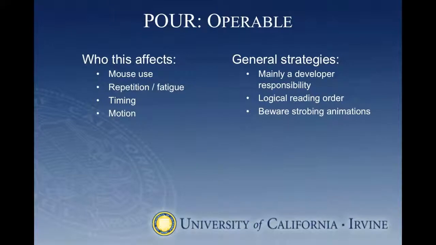Operable means your content can be properly interacted with. This affects those who face challenges with mouse use, repetition, fatigue, timing, or motion. Operable content is largely a developer concern, but you can help by applying a logical reading order to your content. Also, be aware of including strobing animations that may trigger a seizure.